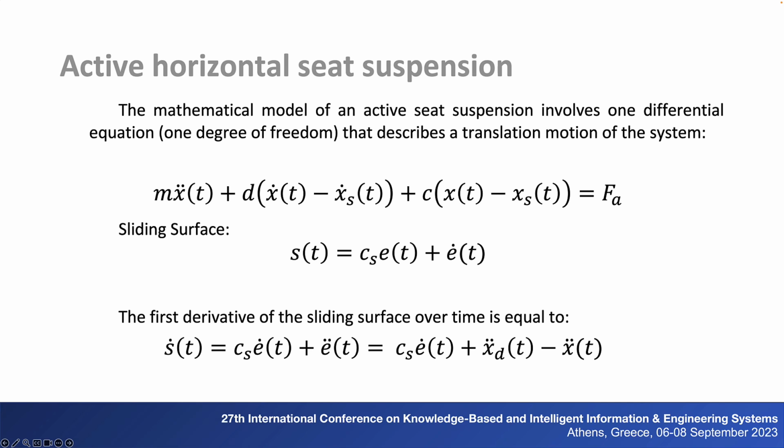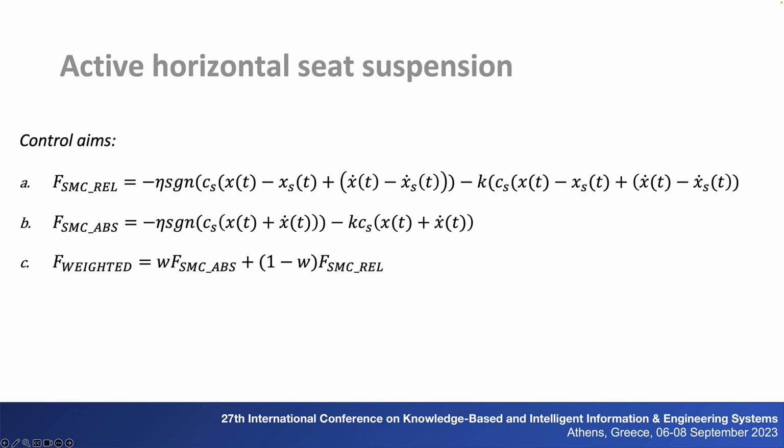The sliding surface is a mathematical construct that defines a boundary between two distinct regions of the system's state space. The goal of sliding mode control is to force the system to slide along this surface, which is designed to be insensitive to disturbances and uncertainties in the system. Derivative of sliding surface is needed to obtain correct desired forces and connect the control with the mathematical model under study. We consider three cases.